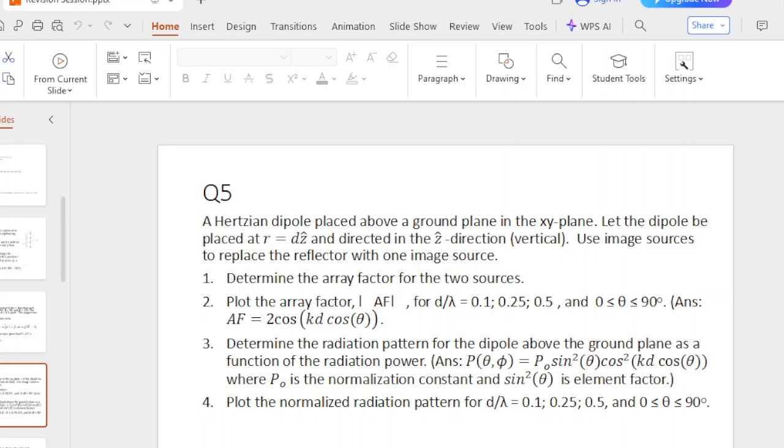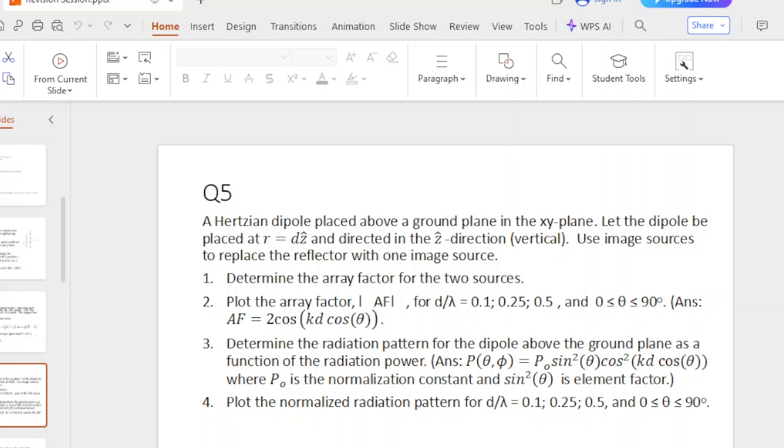In this video, I'm going to walk you through question number 5 of our exercise. In question number 5, you are asked to determine the array factor of a suspended dipole antenna. And this is the Hertzian dipole antenna, the short dipole antenna.